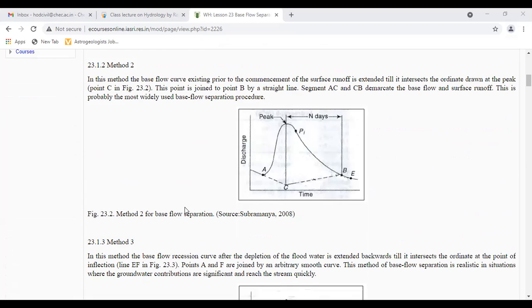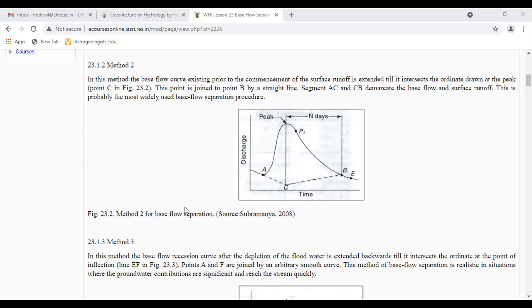Guys, in this method, the recession curve existing before the point of rise is extended to the point under the peak of the hydrograph. That is here, AB. From this point, a straight line is drawn to the point of end of direct runoff. The line ABC then represents the base flow separation line. This is the most widely used separation procedure.